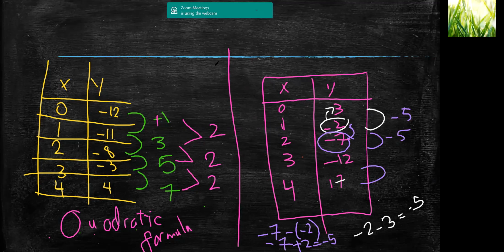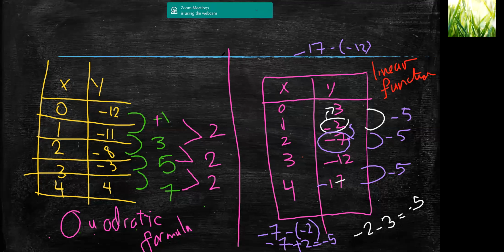Now negative 17 minus negative 12, which is negative 17 plus 12, which is negative 5. Now look at the first differences here. Are they common? Yes. Because they are common, we will say this is a linear function.